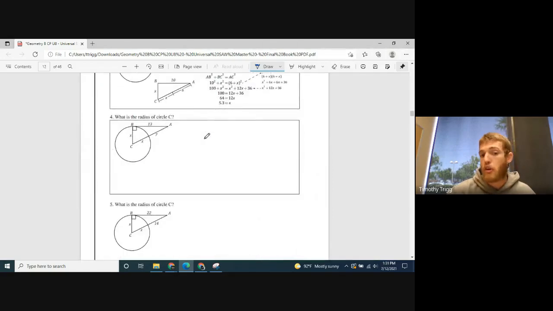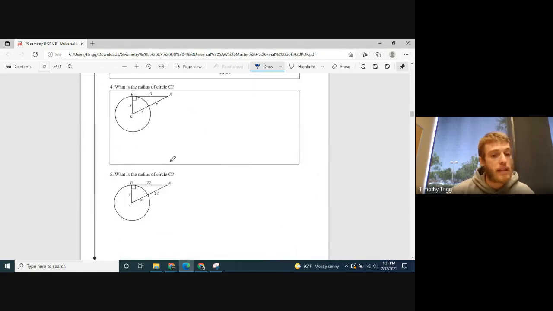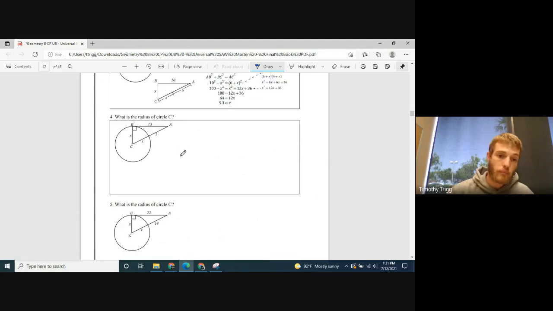Now the Pythagorean theorem is not going to go away. We're going to see it again in these problems here. In this one, we have a tangent line. AB is tangent to this circle, circle C. So AB is a tangent, and X is the radius here. So notice I've got this right triangle.